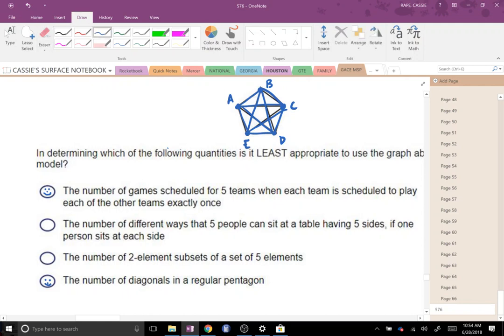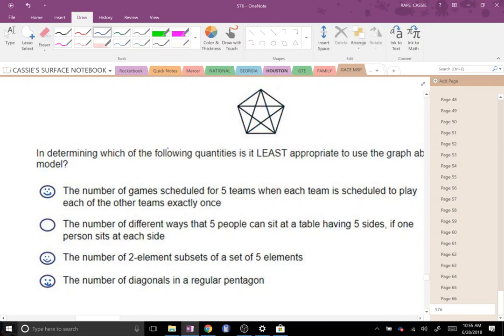It also says here, I'm going to skip B because I know that's the answer, and talk to you why C is a good model here. If you think about it, 2 element subsets of a set of 5 elements, that's exactly the same thing really as everyone playing everyone else in a bracket of 5 teams. So C also is a good way to show that.